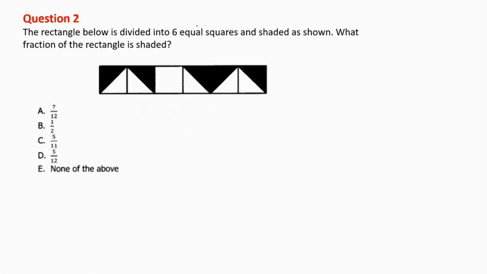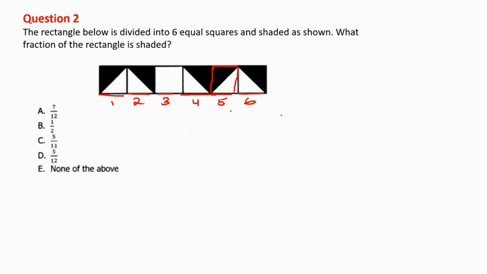Next, moving on to question number 2. The question reads, the rectangle given below is divided into 6 equal squares and shaded as shown. If we see over here, it's shaded partially and it's divided into 6 squares: 1, 2, 3, 4, 5, and 6. 6 squares it is divided into. Over here, this line is not visible.